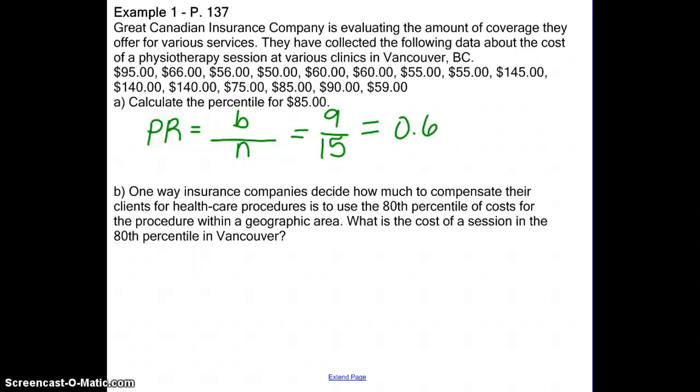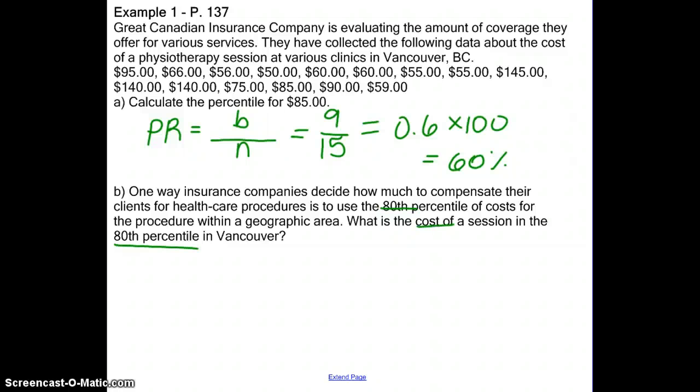We do need to make that into a percentage. So we times by 100 to get 60. They're in the 60th percentile. And let's try B. Here's another company. They want to determine if you're in the 80th percentile, what is the cost at that 80th percentile?